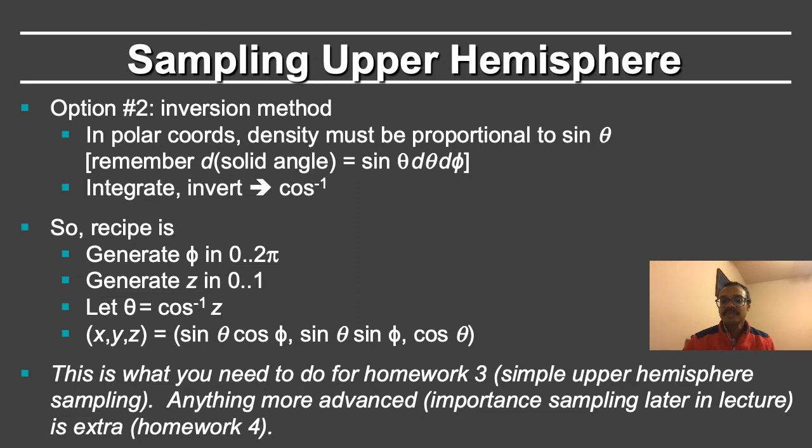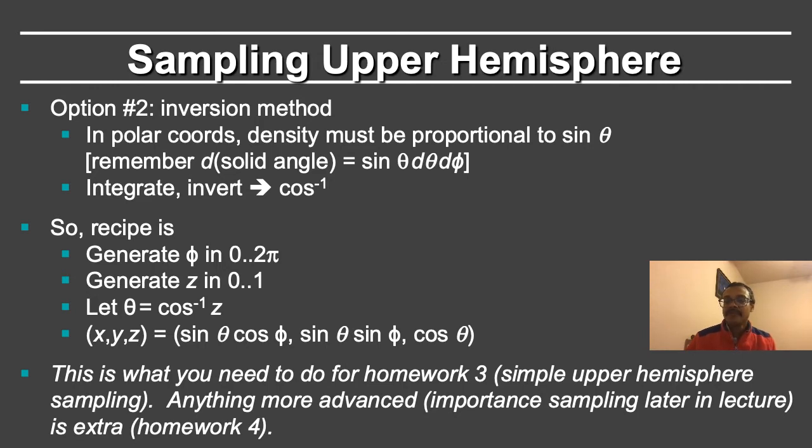A second option for sampling the hemisphere is an inversion method. Remember that the integral of solid angle is sine theta d theta d phi. So d omega is given by sine theta d theta d phi. Or you can think about this, if you remember your calculus, as d of cos theta times d phi, which means effectively you need to sample according to z or cos theta. And then you can invert the cumulative distribution function.